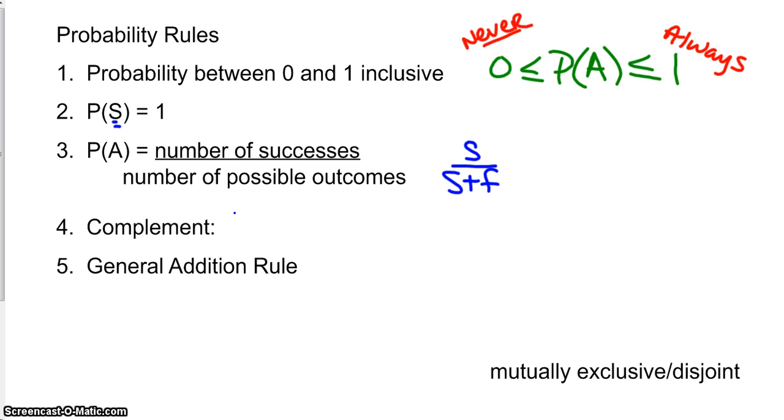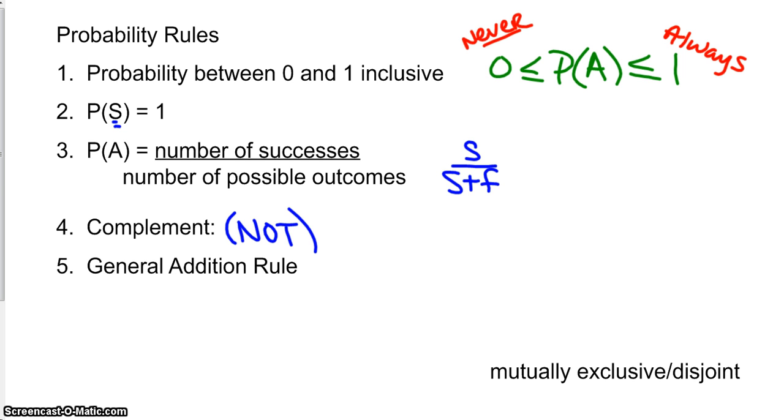Complement. Complement is the idea of not. So when my event A would be flipping a coin and it coming up heads, its complement would be not heads. Yeah, I know it's tails, but we want to talk about is not, more often, not heads. So, rolling the die, event A is rolling a 3. The complement is not a 3. I don't care if it's a 1, 2, 4, 5, or 6, but I do care that it's not a 3.